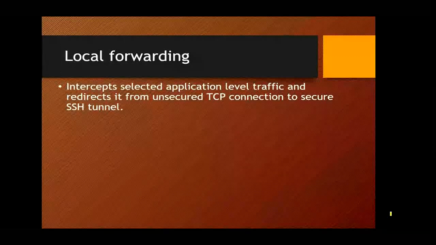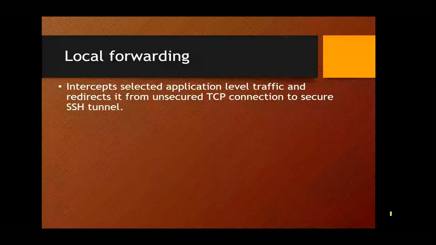SSH is configured to listen on the selected ports. So SSH will grab all the traffic using a selected port and it will send it through an SSH tunnel. On the other end, the SSH server will send the incoming traffic to the destination port, which is dictated by the client application.